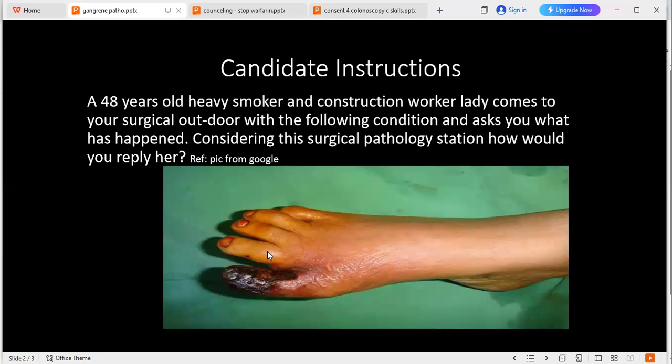Okay, what is gangrene? Gangrene or gangrenous necrosis is necrosis of a tissue or an organ due to insufficient blood supply. Yes. When is it called critical insufficient blood supply? When the tissue or the organ is about to die, that is critical.